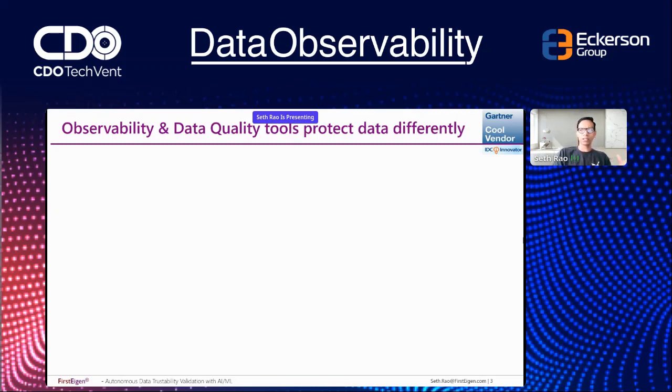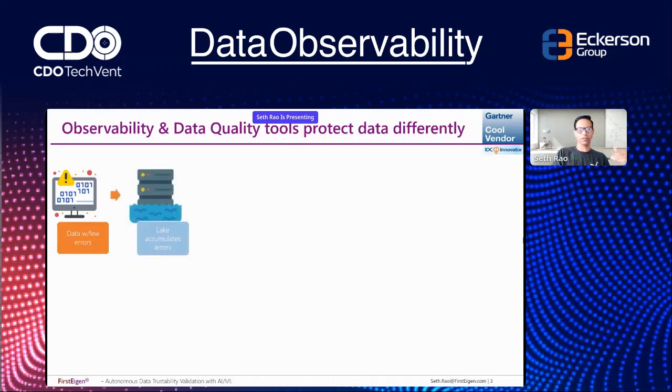So let's start with the difference between observability tools and data quality tools. As was mentioned in an earlier session, the word observability has come more into our vocabulary in the last couple of years. If you look at the flow of data, invariably it has a few errors that always flow with it. Typically, it goes into a data lake where those errors accumulate, and the data warehouse persists those errors.